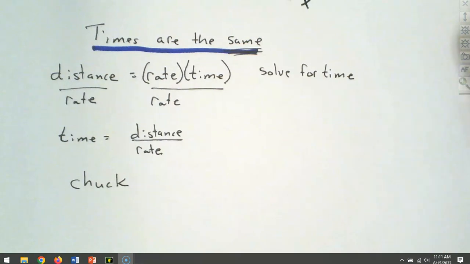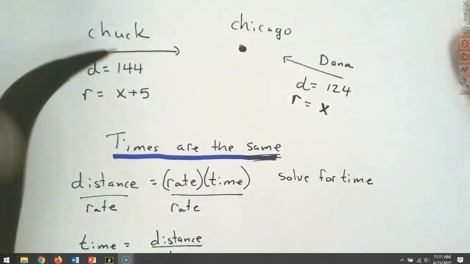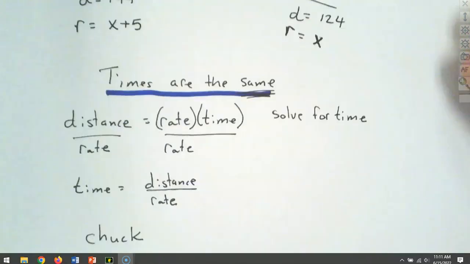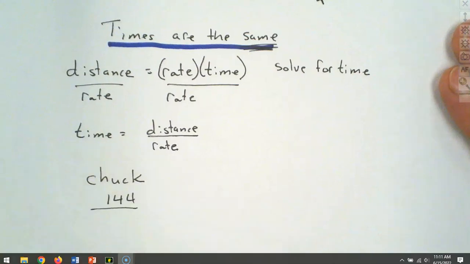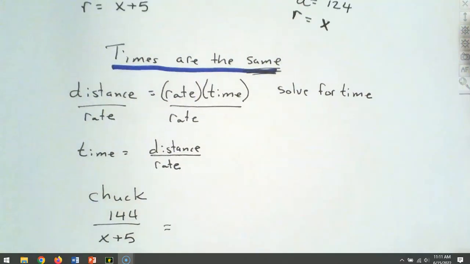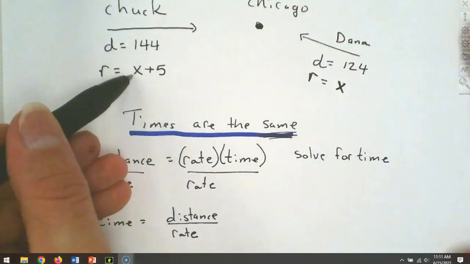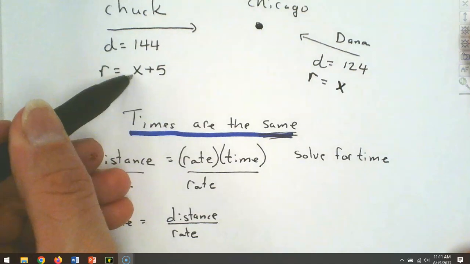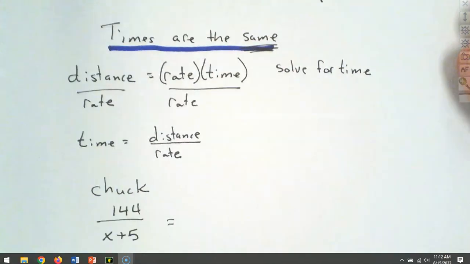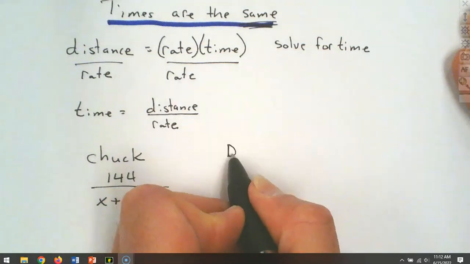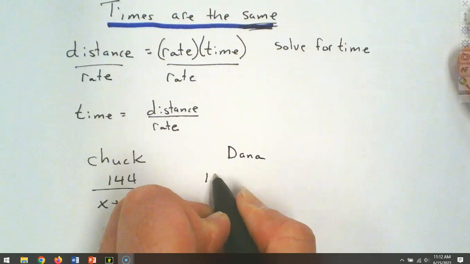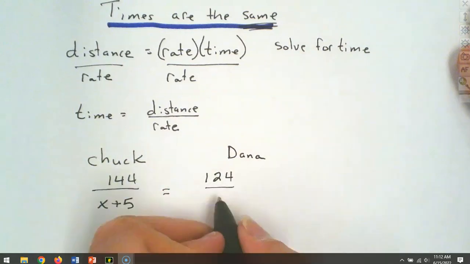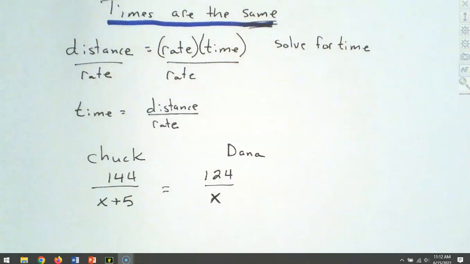That means Chuck's distance is what? Distance is 144. Okay, that's his distance. And what's his rate of speed? If we go back and we look, that's going to be x plus 5, isn't it? Right? Everybody with me so far? Now, what about Dana over here? Okay. Dana, that distance is 124 and an unknown rate of speed, x.